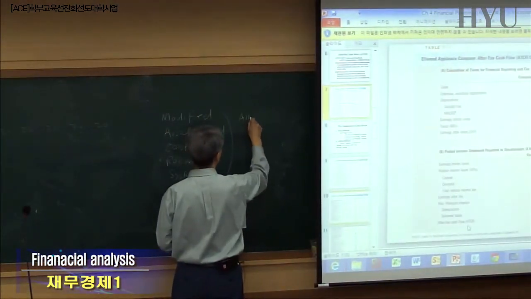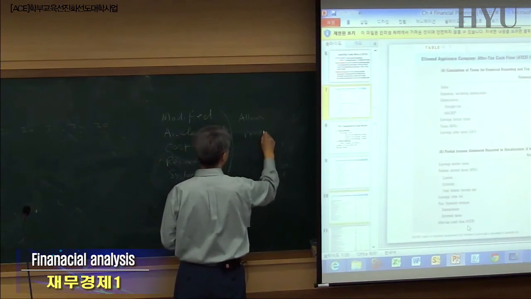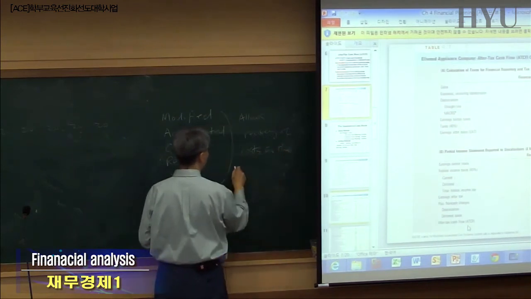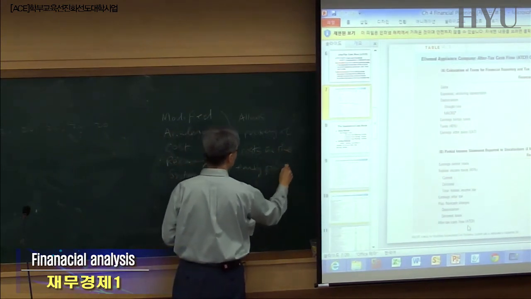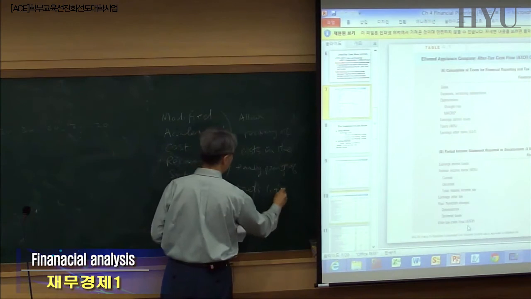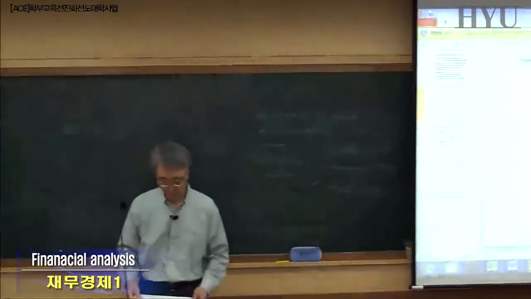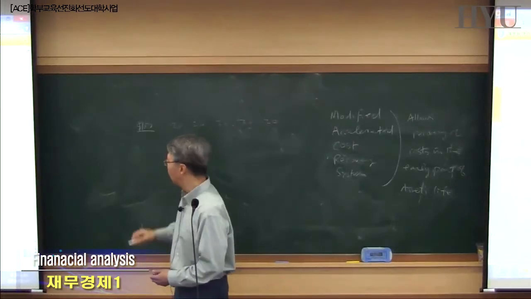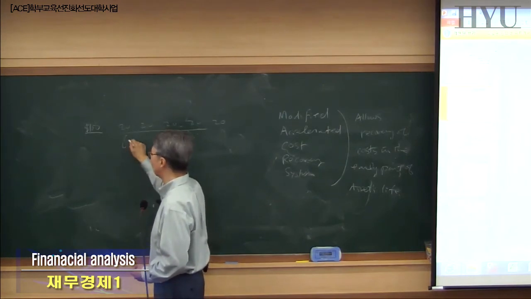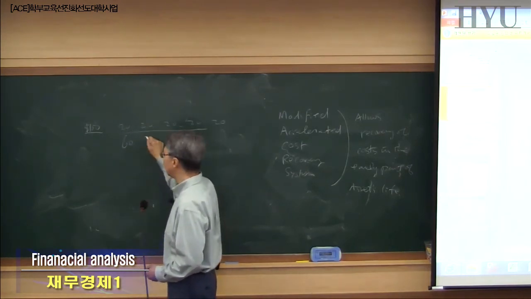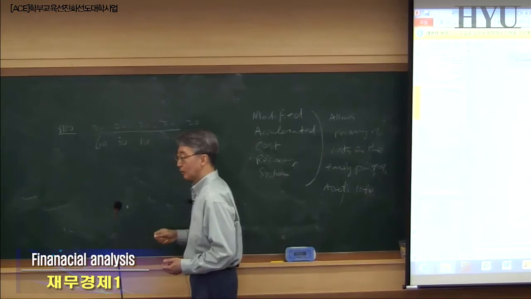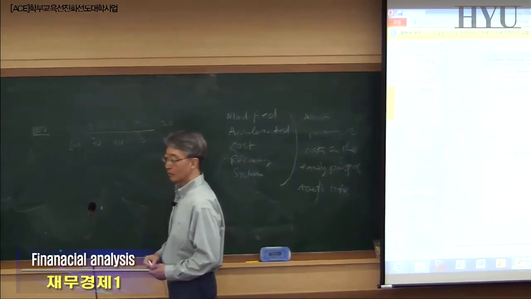This allows recovery of costs in the early part of the asset's life. So instead of spreading evenly like this, MACRS may allow you to deduct $60 in the first year, $30 in the second year, $10 in the third year, which means the next couple of years you cannot deduct anything.